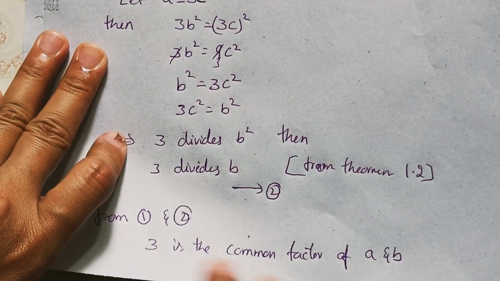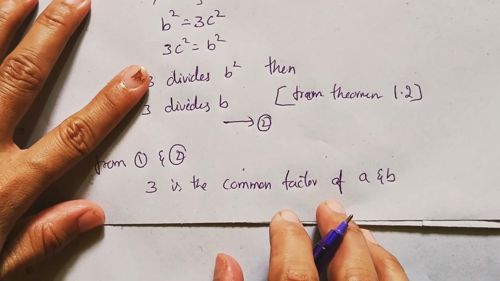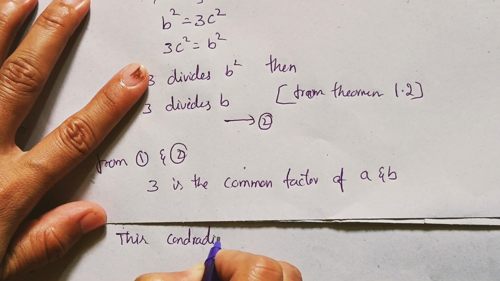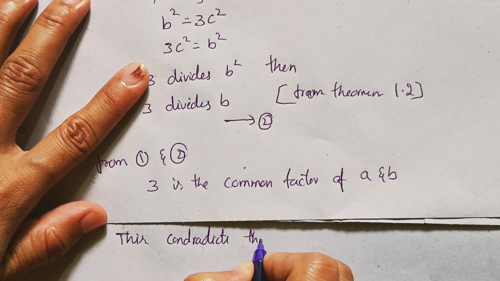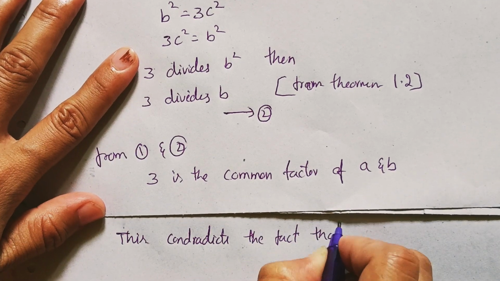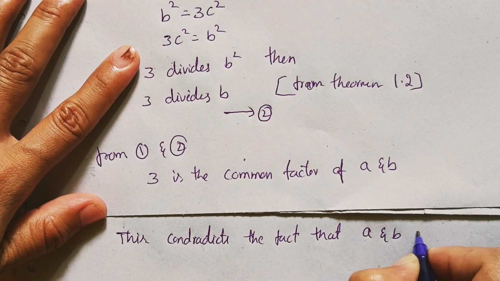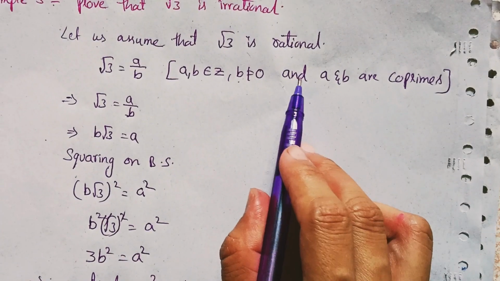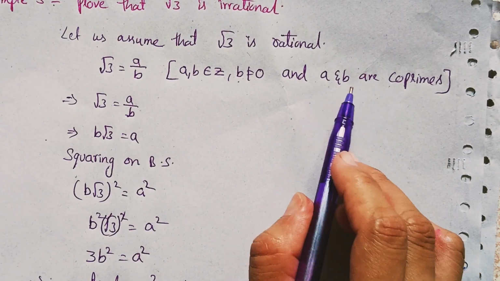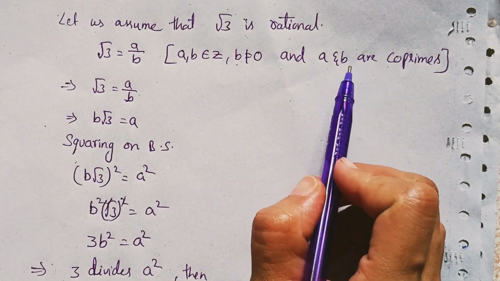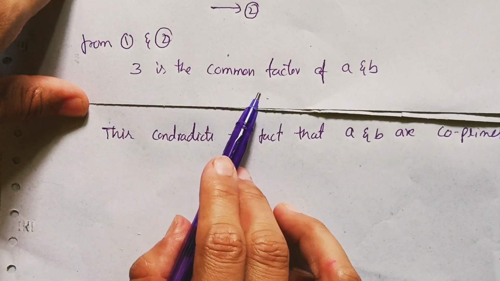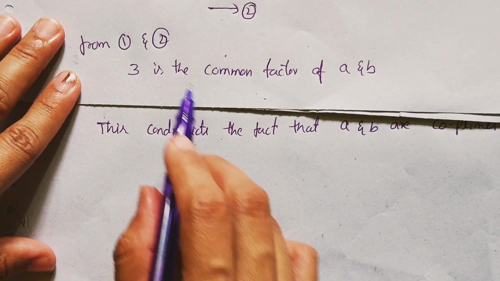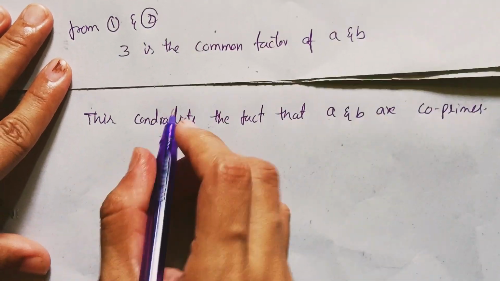If 3 is the common factor of A and B, this contradicts the fact that A and B are co-primes. We assumed that A and B are co-primes, and co-primes means there should be 1 as the common factor. But here we are getting 3 as the common factor. That's why this contradicts the fact that A and B are co-prime numbers.